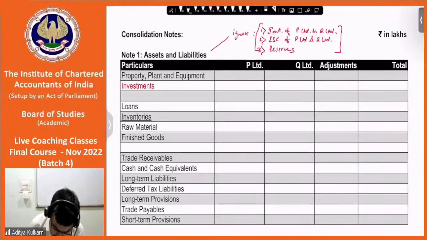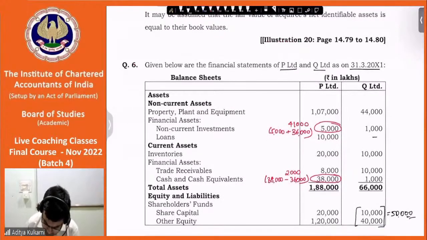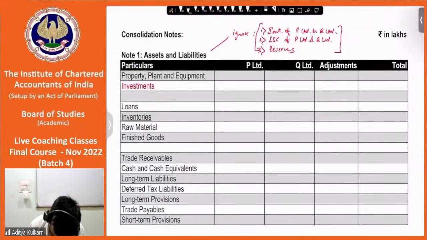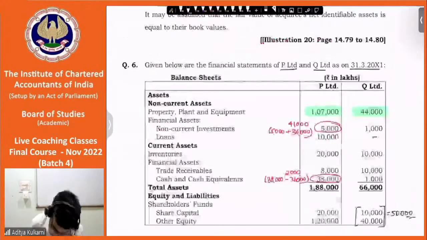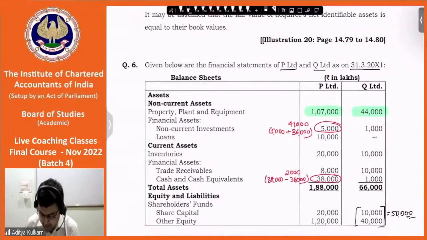So now let us start by looking at this. First one is property, plant and equipment. I have taken this 1,07,000 and 44,000. Okay. So property, plant and equipment, copy it, 1,07,000 and 44,000. The next one is non-current investments. Non-current investment is now 41,000. But how much can you take? We can take only 5,000.